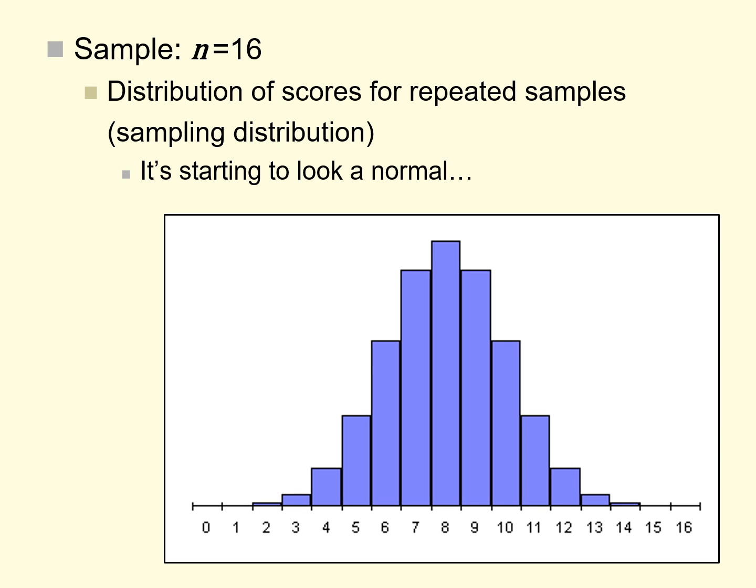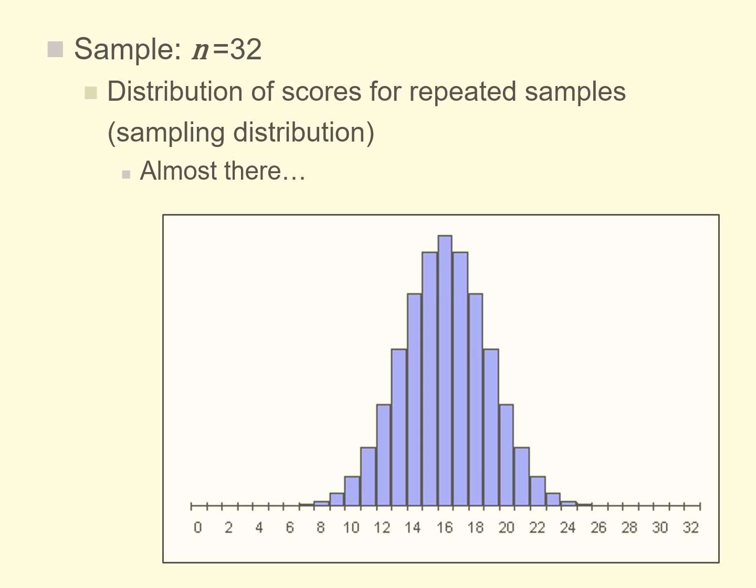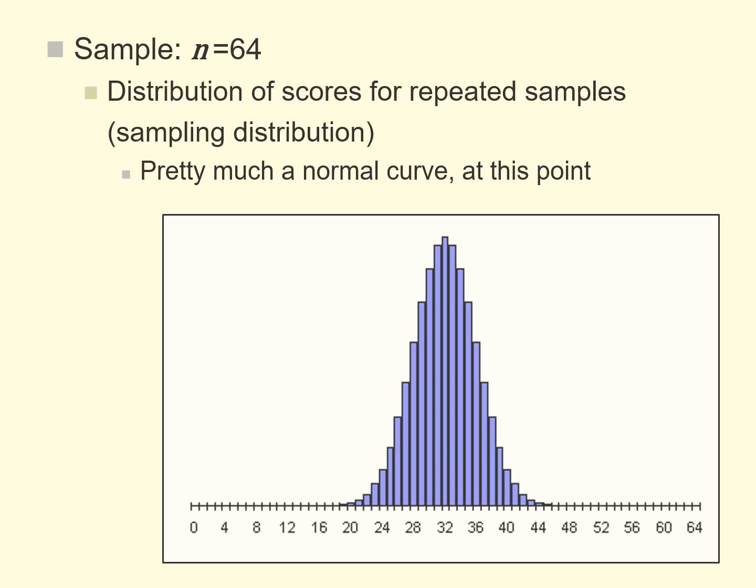Do my simulation again with n equals 16 samples, so 16 coin flips, if you can imagine doing that a very, very large number of times. And the sampling distribution at this point is kind of starting to look like our familiar normal curve. Sample size gets to 32. Run that simulation a very, very large number of times. It's almost there. And if we run the simulation again with sample size n equals 64, a very, very large number of times, we get a sampling distribution that's pretty much a normal curve.